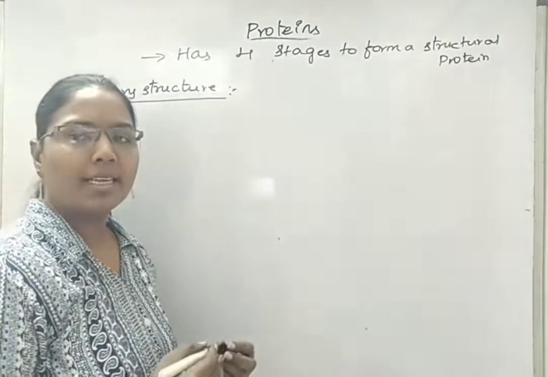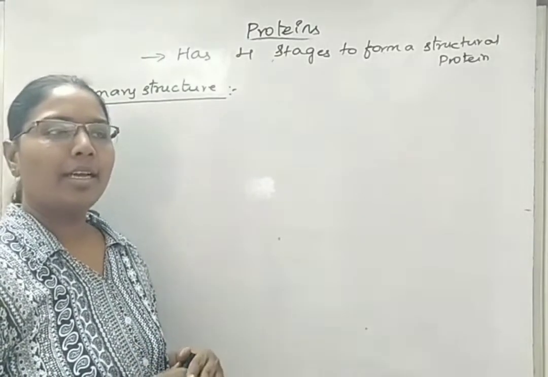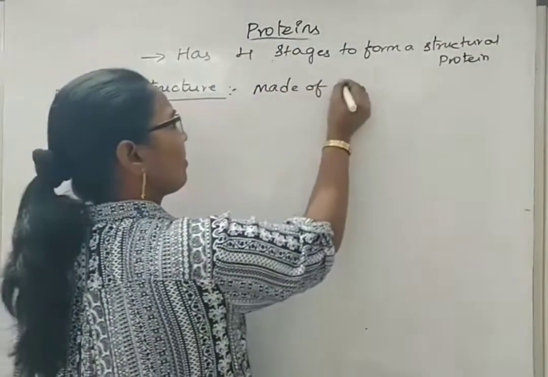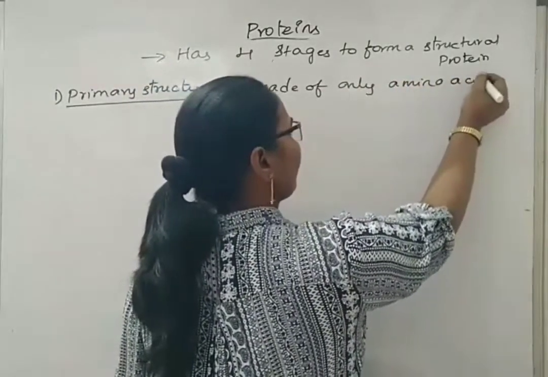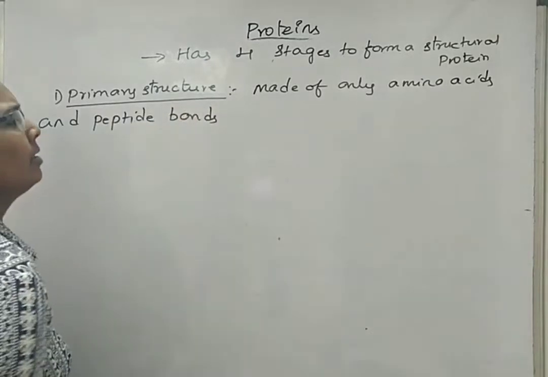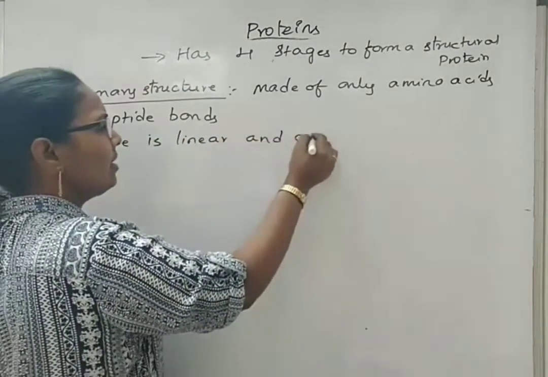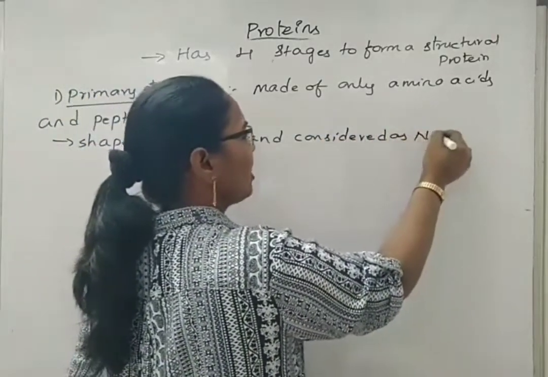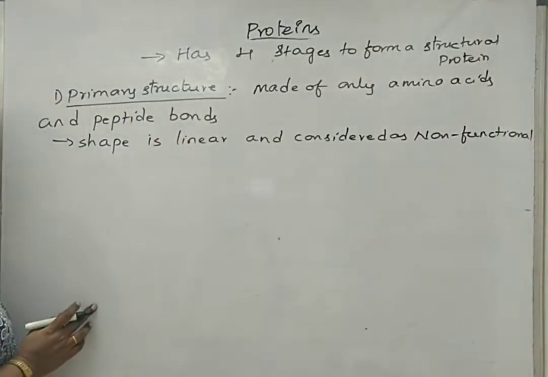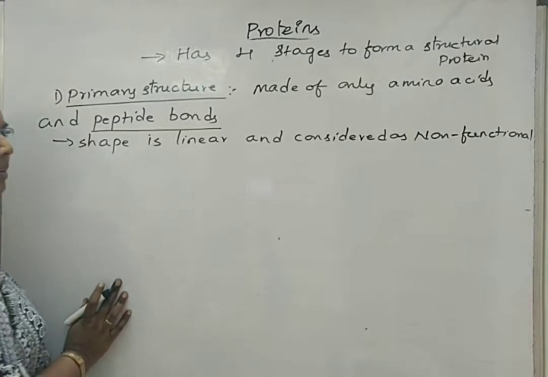Mostly, the primary structure of the protein is considered non-functional and the shape is termed linear, because it is not mechanically fit. It is non-functional and there are no turns to give mechanical support to the protein. These are made of only amino acids and peptide bonds. Shape is linear and considered a non-functional form of protein, meaning it is not involved in any function. Here we see only one type of bond, the peptide bond, formed between amino acids.